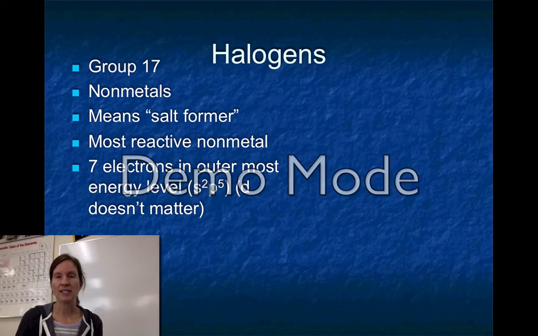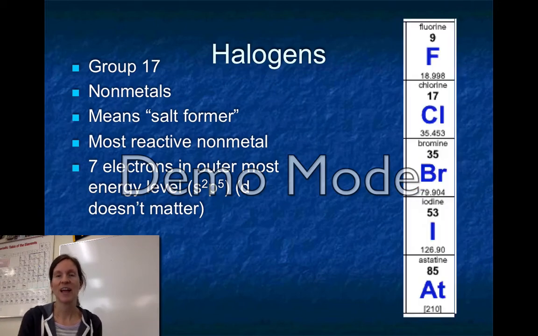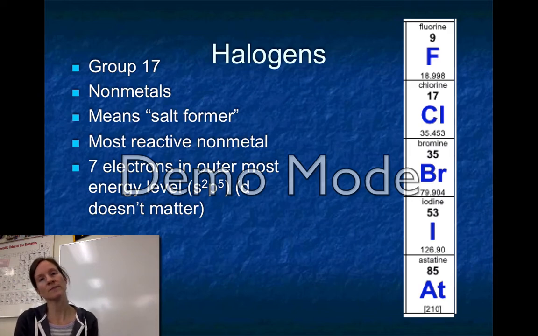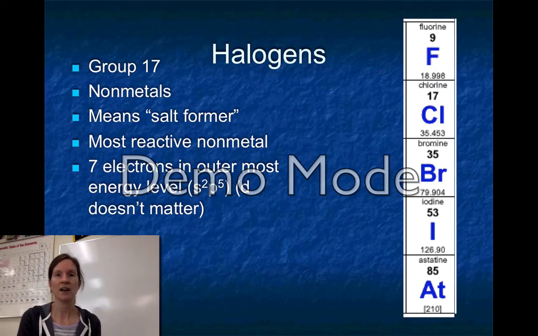Going all the way across the table, the next group that we talk about are the halogens. So the halogens are the second to last column on the periodic table. They're group 17. They are all nonmetals. The name halogen actually means salt former. So by salt former, what that means is when we found salts in nature, they all seemed to have halogens bonded to them.